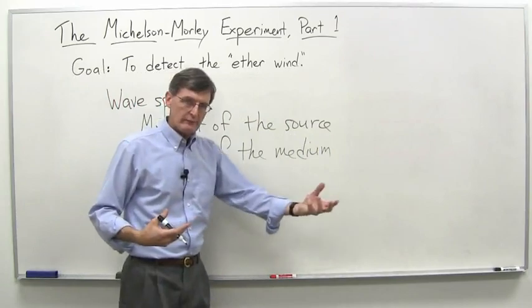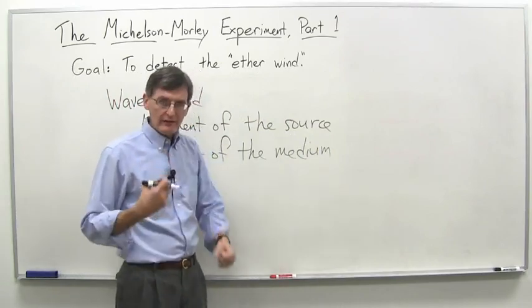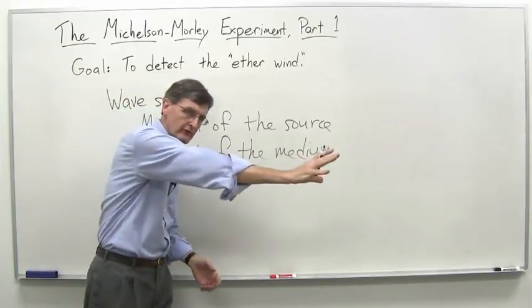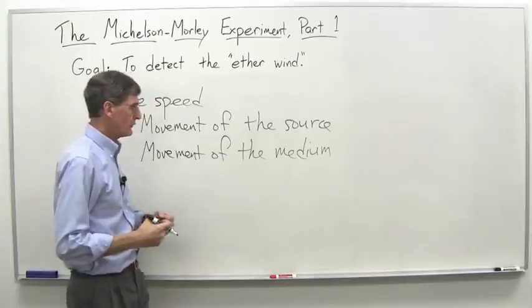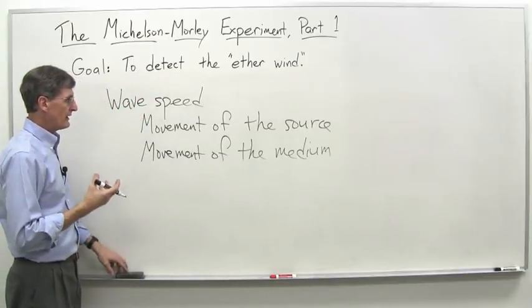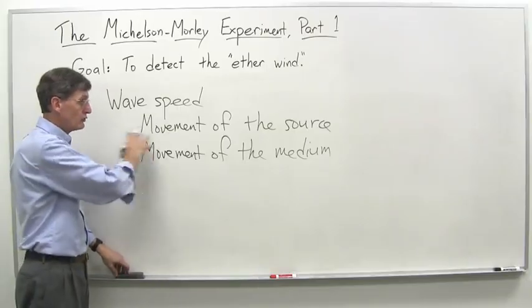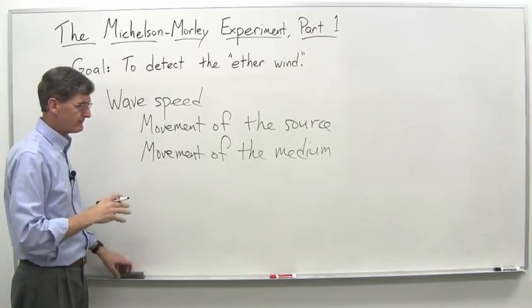Or if I'm going upstream, right, then it's slow. If the wave is going upstream and the water is moving the other direction, then it's slowing down the wave. Okay, so that's the idea of wave speed, and two key facts about wave speed.